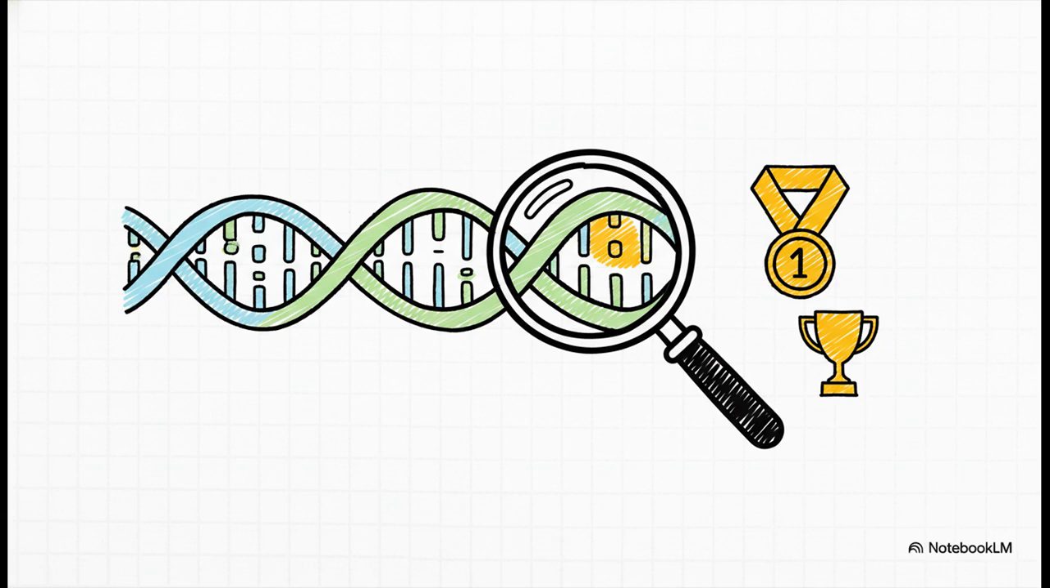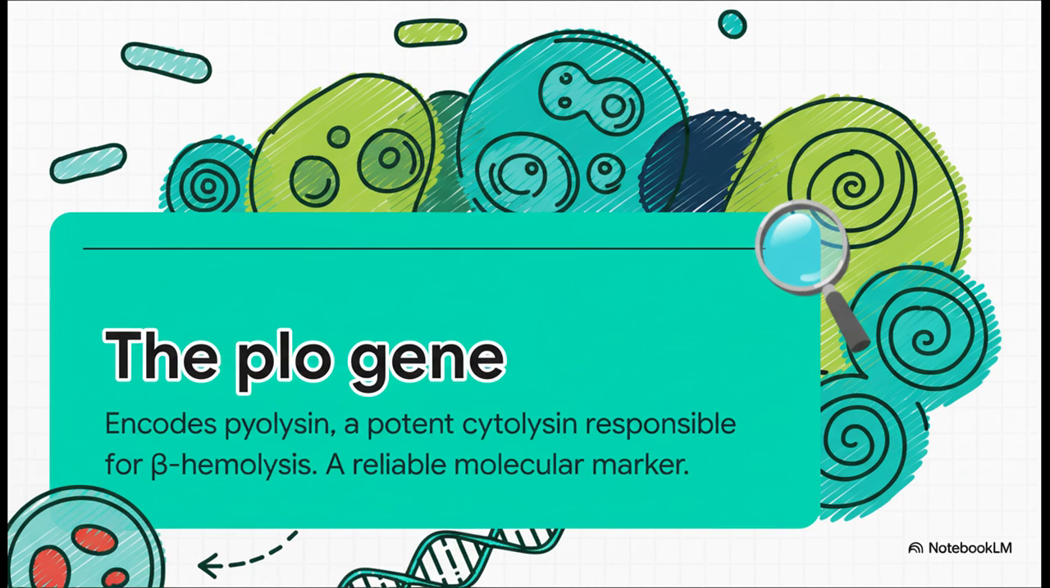And for this bug, that means looking for one specific gene, the pyogenes gene. So the plo gene is the blueprint for pyolysin, that powerful toxin that literally punches holes in cell membranes. That's what's causing that crazy beta-hemolysis we see on the plate. And because basically every single strain of Trueperella pyogenes has this gene, running a PCR for it is an incredibly specific and sensitive way to lock down the ID for good.